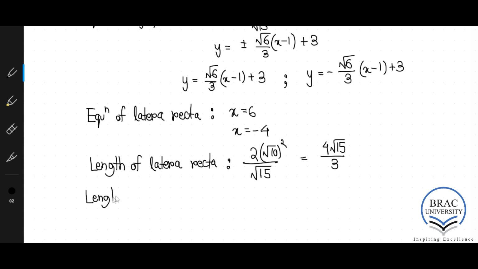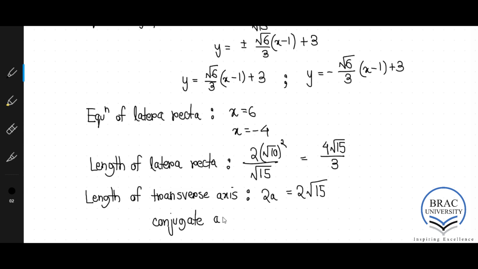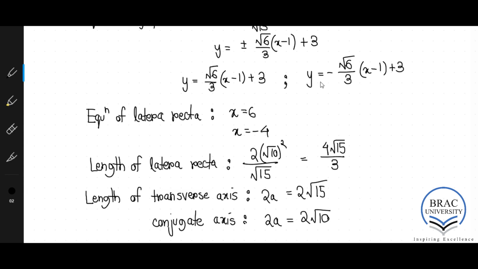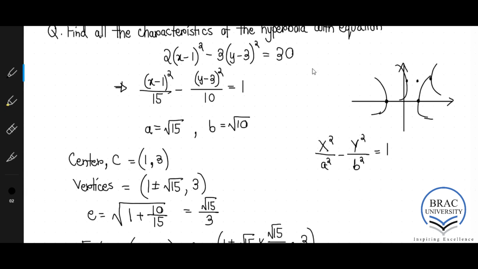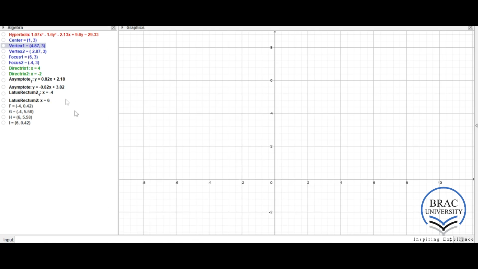The length of the transverse axis is 2a, which is 2 square root of 15. And the conjugate axis is 2b, right? So that's 2 square root of 10. Now we have calculated all of the parts, or you can simply draw a diagram and figure them out. Now let's have a look at this diagram.